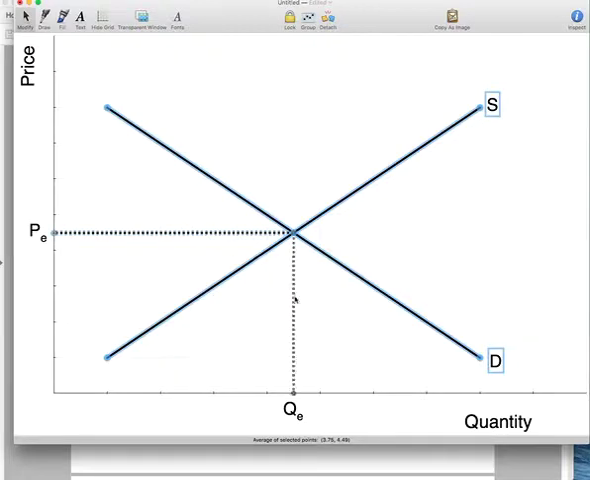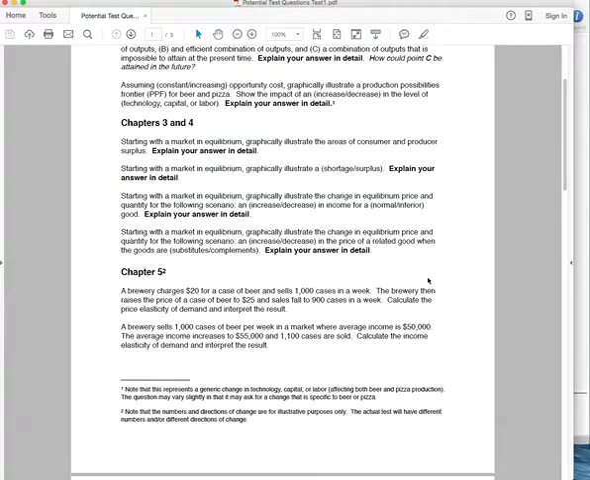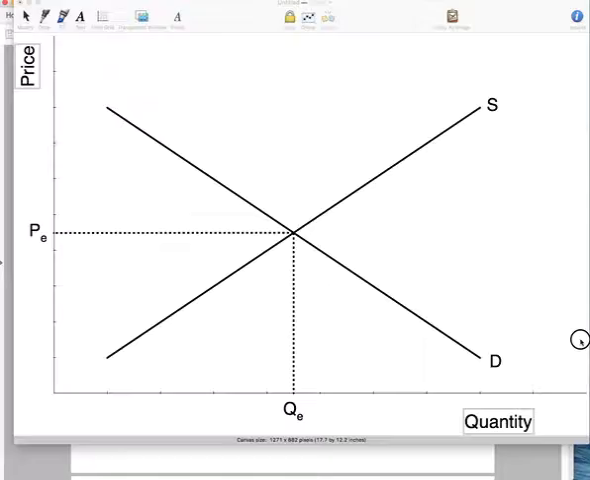The equilibrium occurs where supply and demand intersect one another. That gives us the equilibrium price and the equilibrium quantity. At this particular price, the quantity demanded and the quantity supplied are equal to one another. So anytime you have a problem that says starting with the market at equilibrium, this is your template. Make sure that you label the graph correctly. You have an upward sloping supply curve, a downward sloping demand curve, and you have the equilibrium where supply and demand intersect one another. The problem asks you to illustrate the areas of consumer and producer surplus.